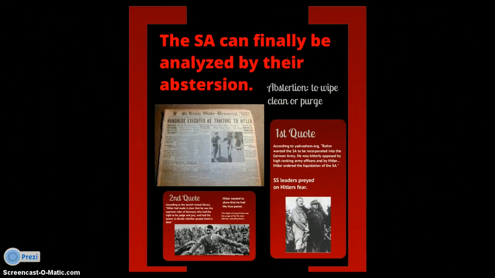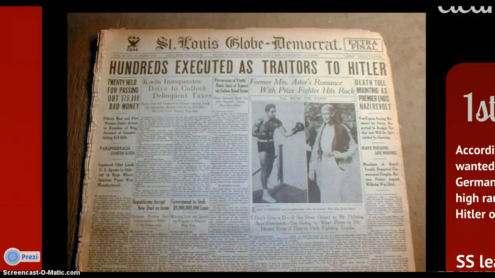The SA can finally be analyzed by their abstersion. Abstersion means to purge or wipe clean. This is a St. Louis Globe Democrat newspaper from around that time. The headline is "Hundreds Executed as Traitors to Hitler."